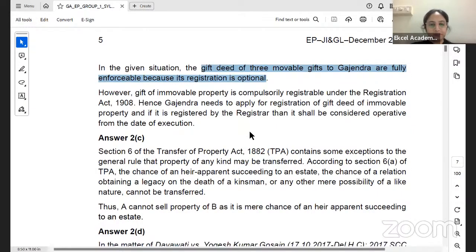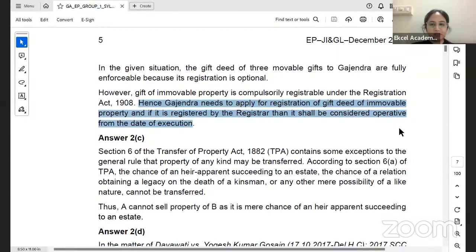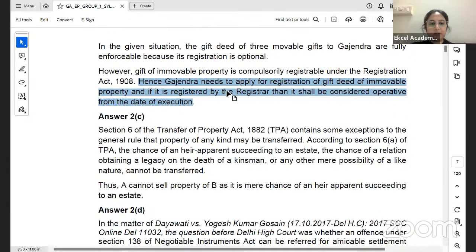Registration is optional. But however, immovable property is compulsorily registrable. Hence, Gajendra needs to apply for registration of the gift deed of immovable property. And if it is registered by the registrar, then it will be operative. It will become operative from the date of execution and not from the date of registration. From the day when it was executed, from that day only it will take effect. Okay, next we will go to 2C, that is the third question in the second main question.